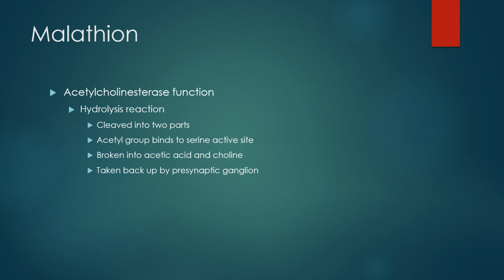The function of acetylcholinesterase is achieved by a hydrolysis reaction where acetylcholine is cleaved into two parts by the binding of the acetyl group to the acetylcholinesterase serine active site. It's broken into acetic acid and choline, which is taken back up by the presynaptic ganglion to be repackaged into new acetylcholine molecules.